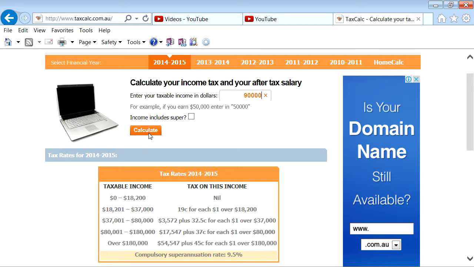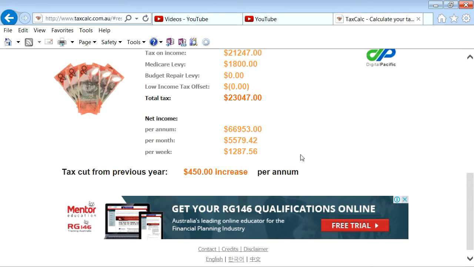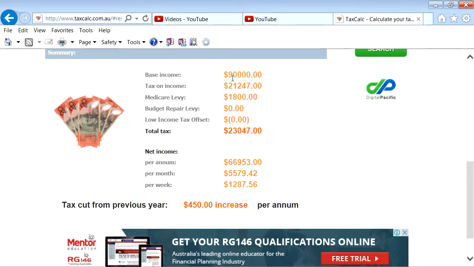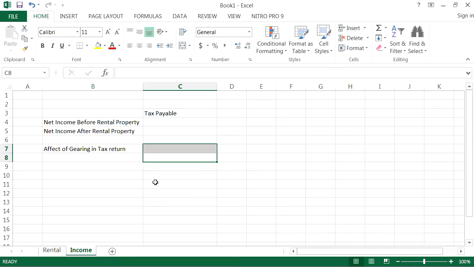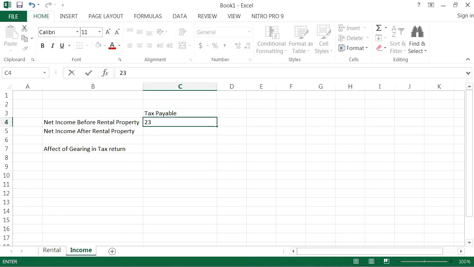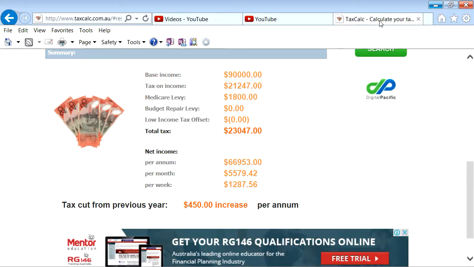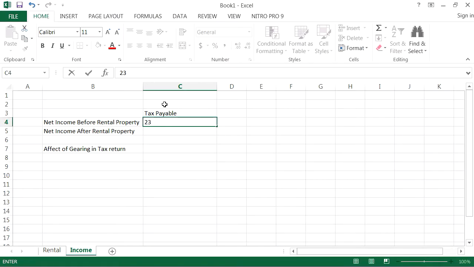Your employer covers your tax for that entirely. So on a $90,000 income, you pay a total of $23,047 tax. So we have 23,047.